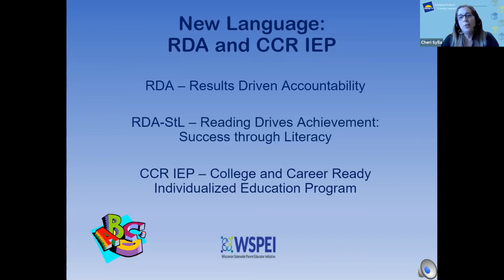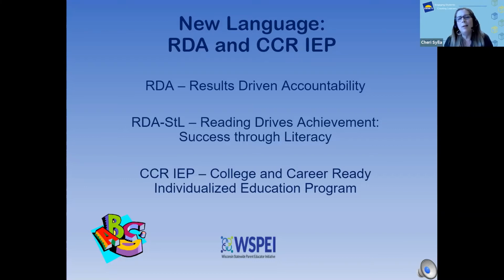We also have a change that the federal government said schools, well, I should say states, have not been closing the gap with students with disabilities. And so they put in place what's called results-driven accountability. So they are now holding states accountable for closing the achievement gap between students with disabilities and without disabilities. And in the state of Wisconsin, every state had to choose.